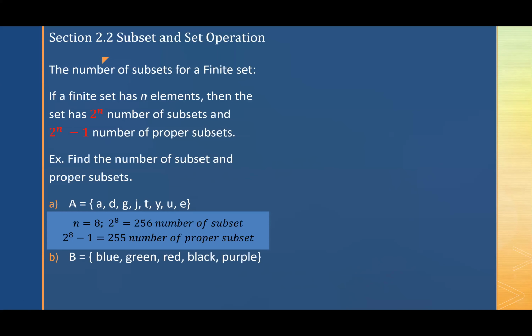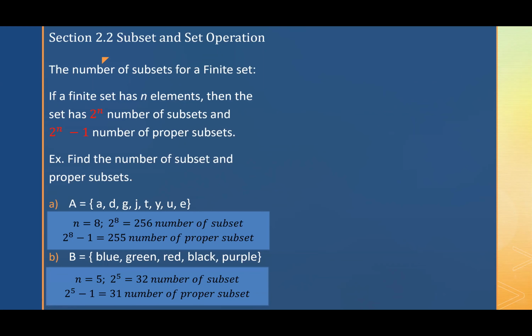And similarly, if I give you this set B: blue, green, red, black, purple. Looking at this, you can see that we have 5 elements. If we have 5 elements, how many subsets are there? What is the total number of subsets we can get? n is equal to 5 because we have 5 elements. 2 raised to the 5th power, which is 2 times 2 times 2 times 2 times 2, gives us 32 subsets. And from the 32 subsets, we know that we have 31 proper subsets.